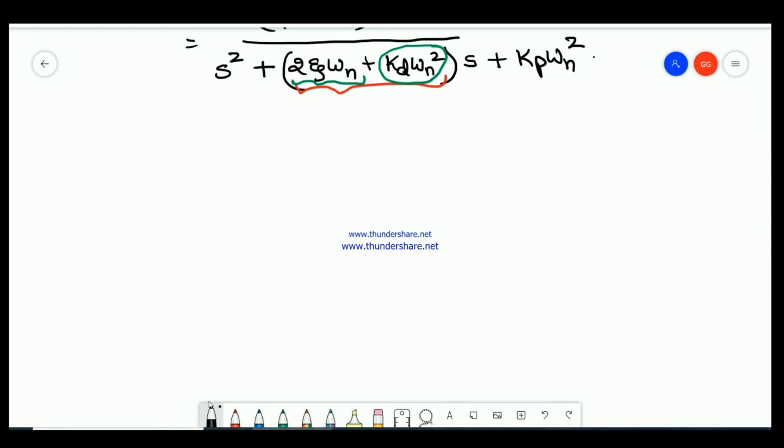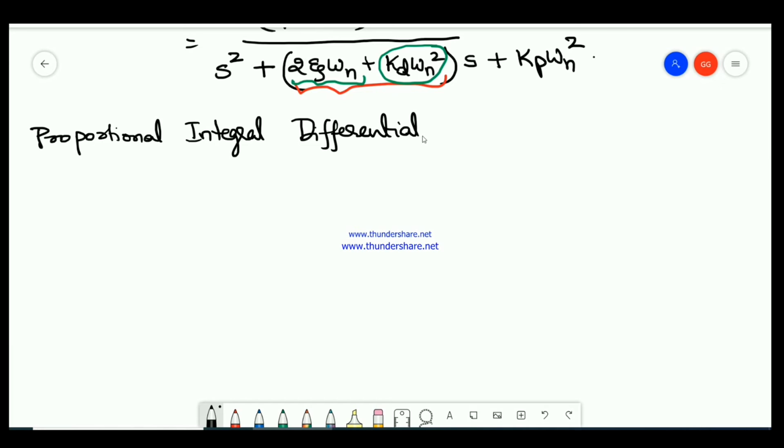Let us now look into the proportional integral differential controller. So let us write the block diagram for the proportional integral differential controller.